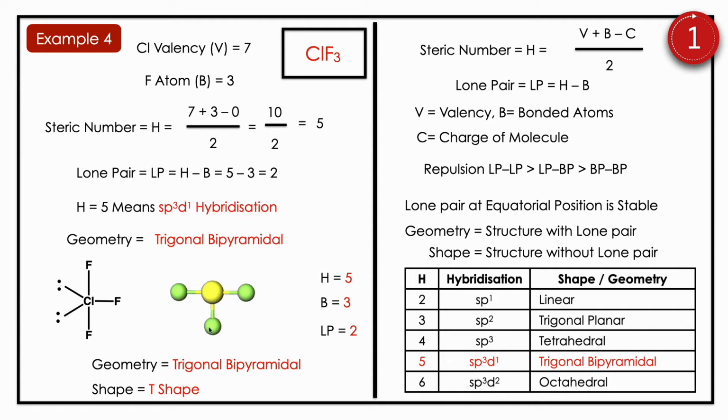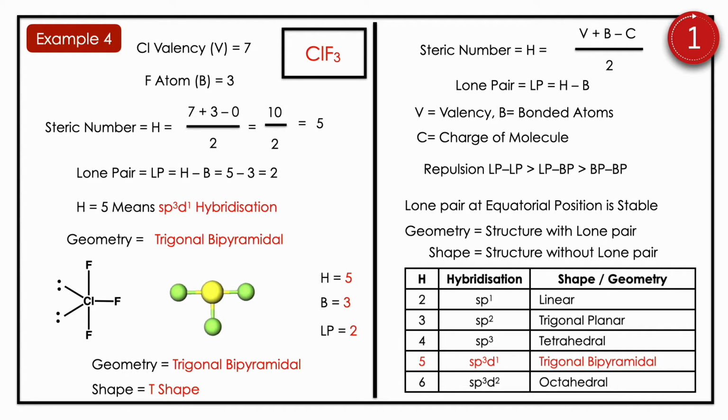Now example 4, ClF3. Chlorine valency is 7. Fluorine is the bonded atom, which is 3. So steric number will be 10 by 2 gives 5. Lone pair will be H minus B, which is 5 minus 3 equals 2.